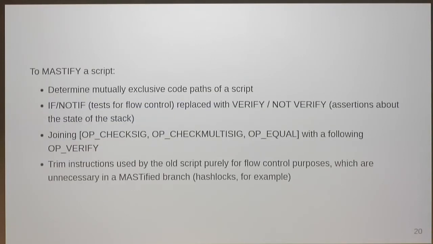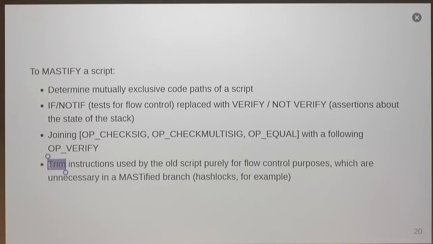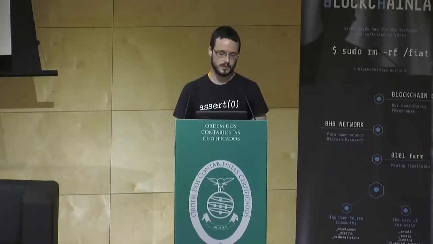Also, you can further tweak things. You might see a check sig beside a verify now, because it was check sig and then op if. Those can be merged together into op check sig verify, so you don't have two opcodes and run into the opcode limit. And then the big one was trimming instructions used by the old script purely for flow control purposes, which are totally unnecessary in the mastified branch. And I think that's it.